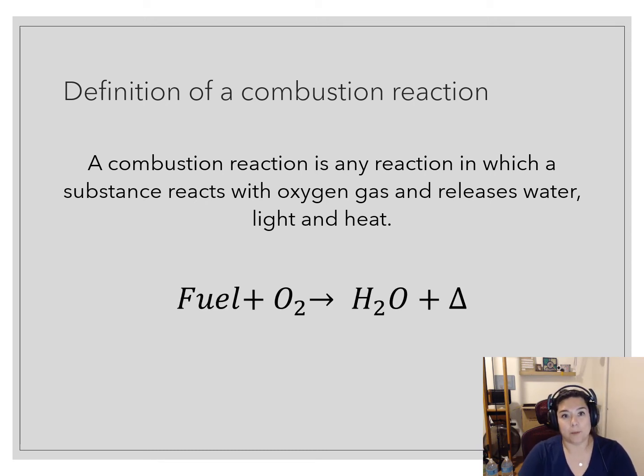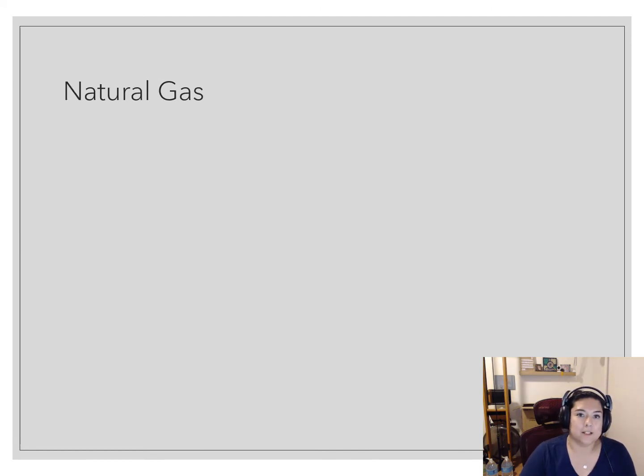Here's a general copy of a combustion reaction. We have some sort of fuel plus oxygen gas, and we have products of water, and this little delta symbol is the symbol for heat. Let's look at one of the reactions that is a combustion reaction that we use on a daily basis here in Tucson. Remember, natural gas is one of the things that we use to generate electricity here in Tucson. And that has the formula CH4, 1 carbon and 4 hydrogens as one molecule together.